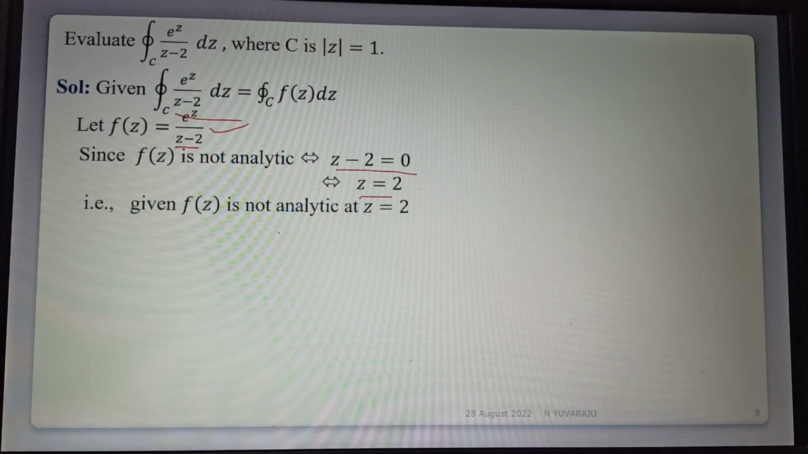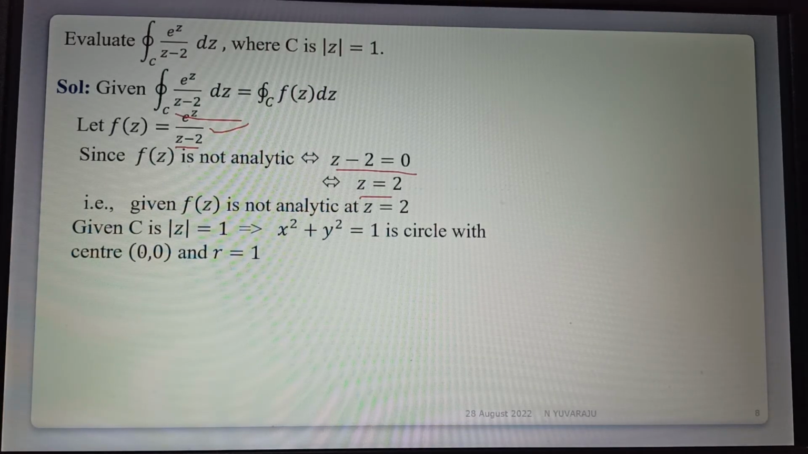So the given function is not analytic at z is equal to 2. So given region |z| = 1 implies x square plus y square is equal to 1, a circle with the center (0,0) and radius 1. See the graph, the circle is x square plus y square is equal to 1, radius is 1.